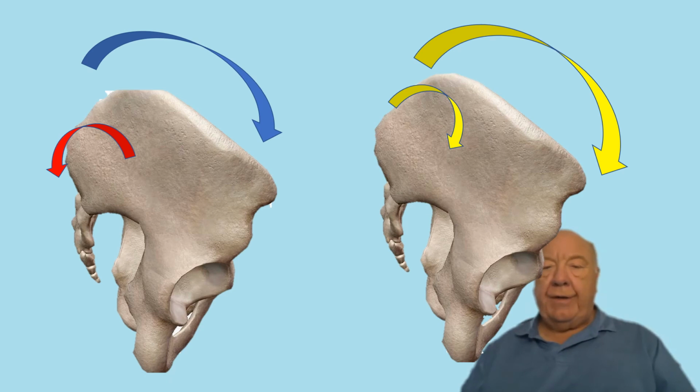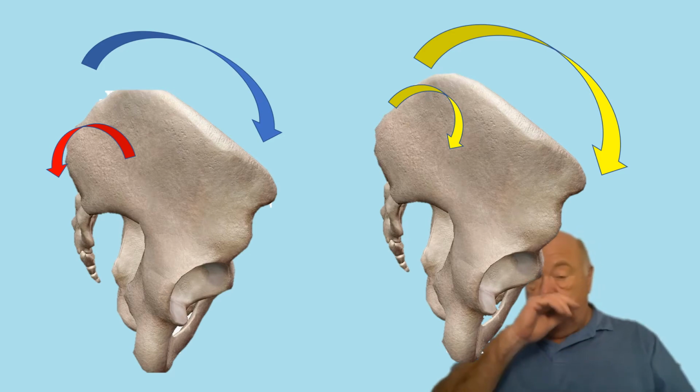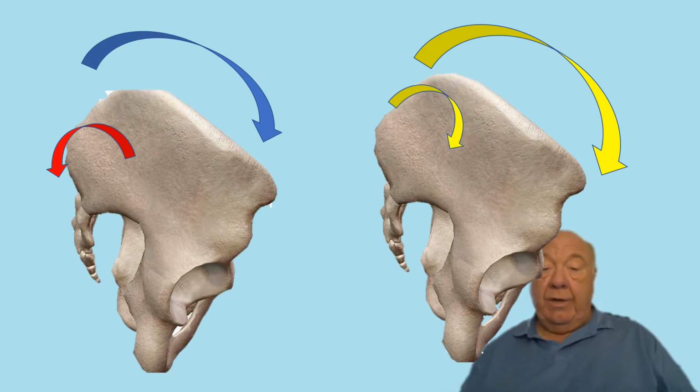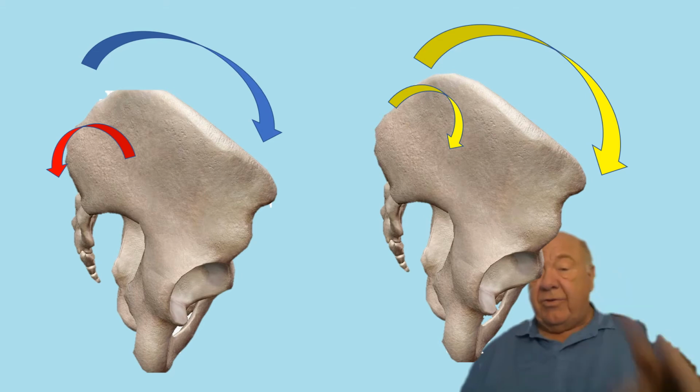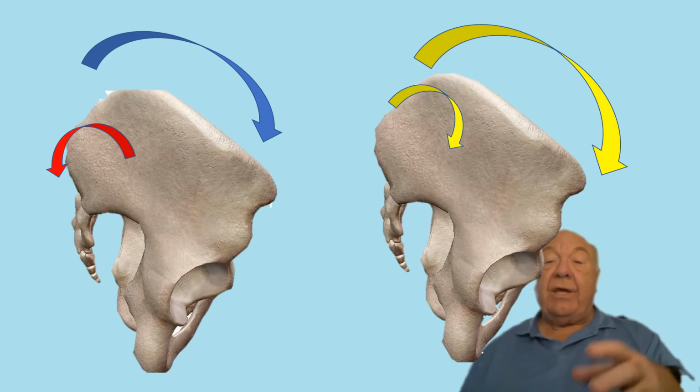Okay, so let's look at the left-hand diagram. What you can see here is the blue arrow is the innominate movement and the red arrow is the sacral movement. So extension of the innominate is anterior rotation. Flexion of the innominate is posterior rotation. Now you can see they're opposite movements. So the innominate extends, and in this diagram the sacrum extends. So whether we're talking about the sacrum or the innominate, extension is extension.